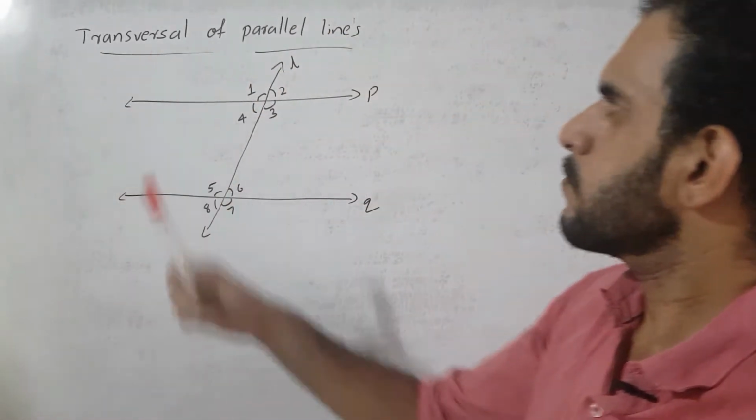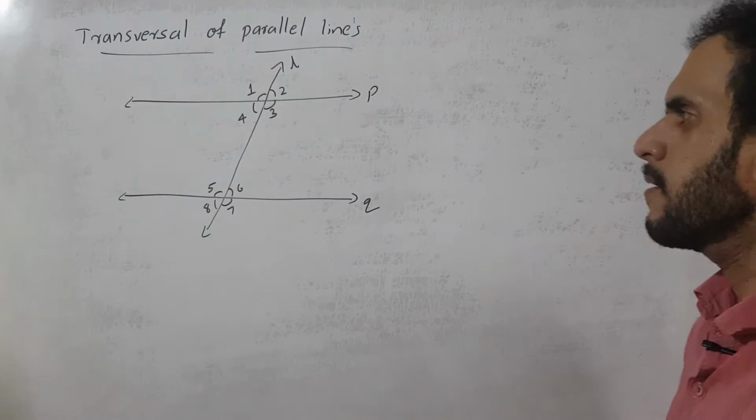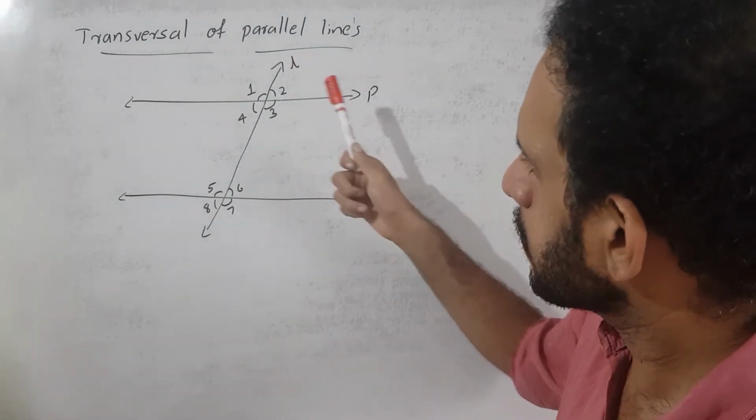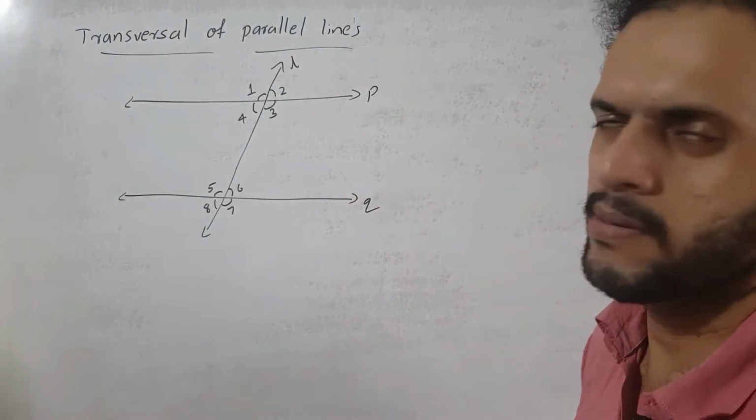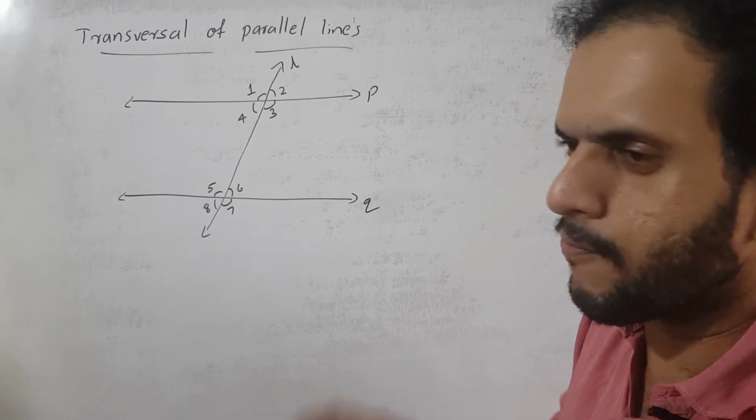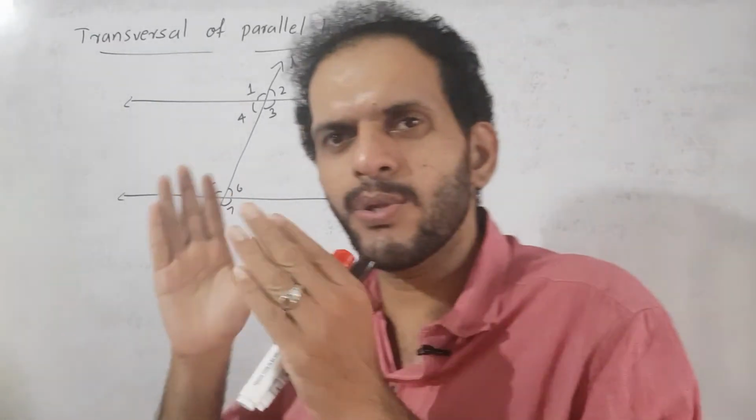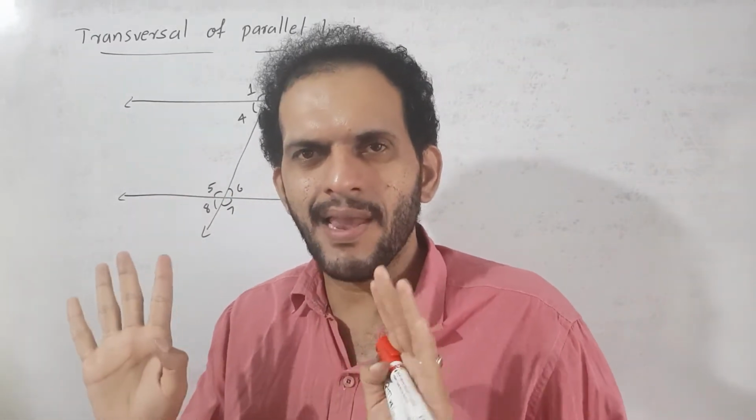That one is transversal of parallel lines. If a transversal cuts two parallel lines, then also there exist 8 angles. If a transversal cuts any two lines, there exist 8 angles.